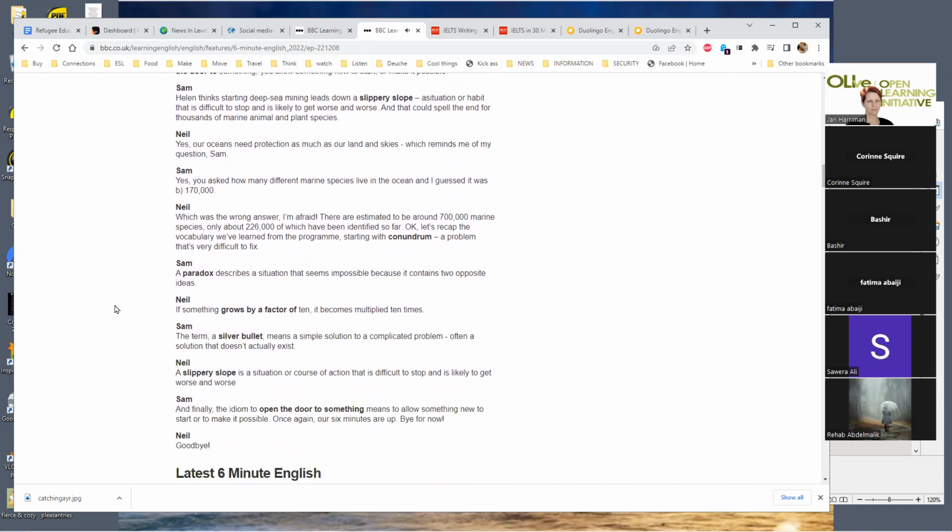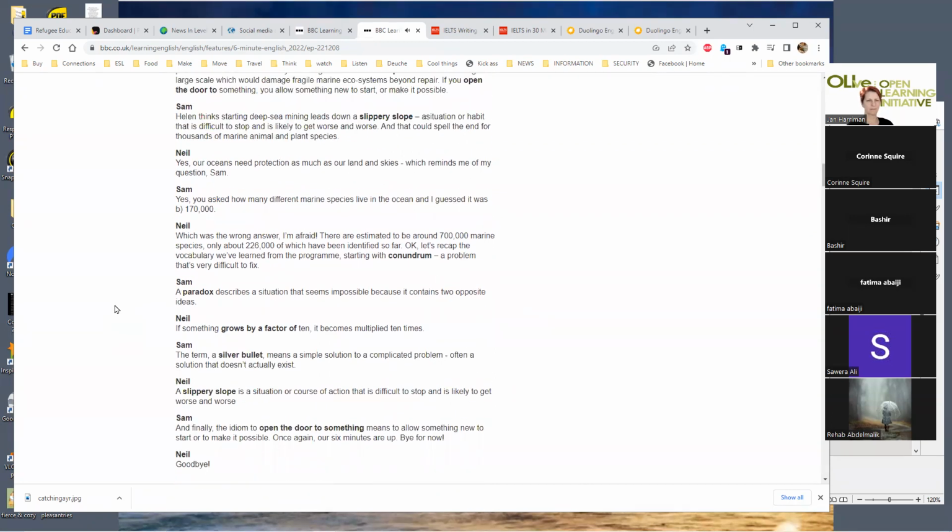Okay, let's recap the vocabulary we've learned from the program, starting with conundrum, a problem that's very difficult to fix. A paradox describes a situation that seems impossible because it contains two opposite ideas. If something grows by a factor of 10, it becomes multiplied 10 times. The term a silver bullet means a simple solution to a complicated problem, often a solution that doesn't actually exist. A slippery slope is a situation or course of action that is difficult to stop and is likely to get worse and worse. And finally, the idiom to open the door to something means to allow something new to start or to make it possible. Once again, our 6 minutes are up. Bye for now. Goodbye.